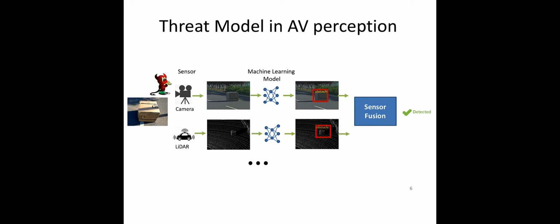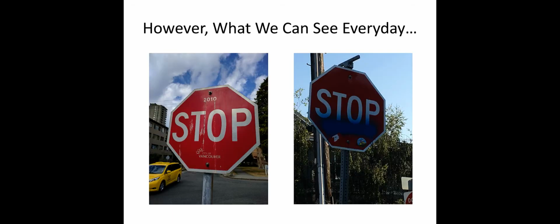So first, let's look at the vulnerability of the camera sensors. Here is an example of some stop signs taken from the real world. One is from Vancouver and one is from Berkeley. We can see that usually in the real world, there are a lot of graffiti and certain random patterns on the stop sign. So this makes us think, what if these random patterns are adversarial?